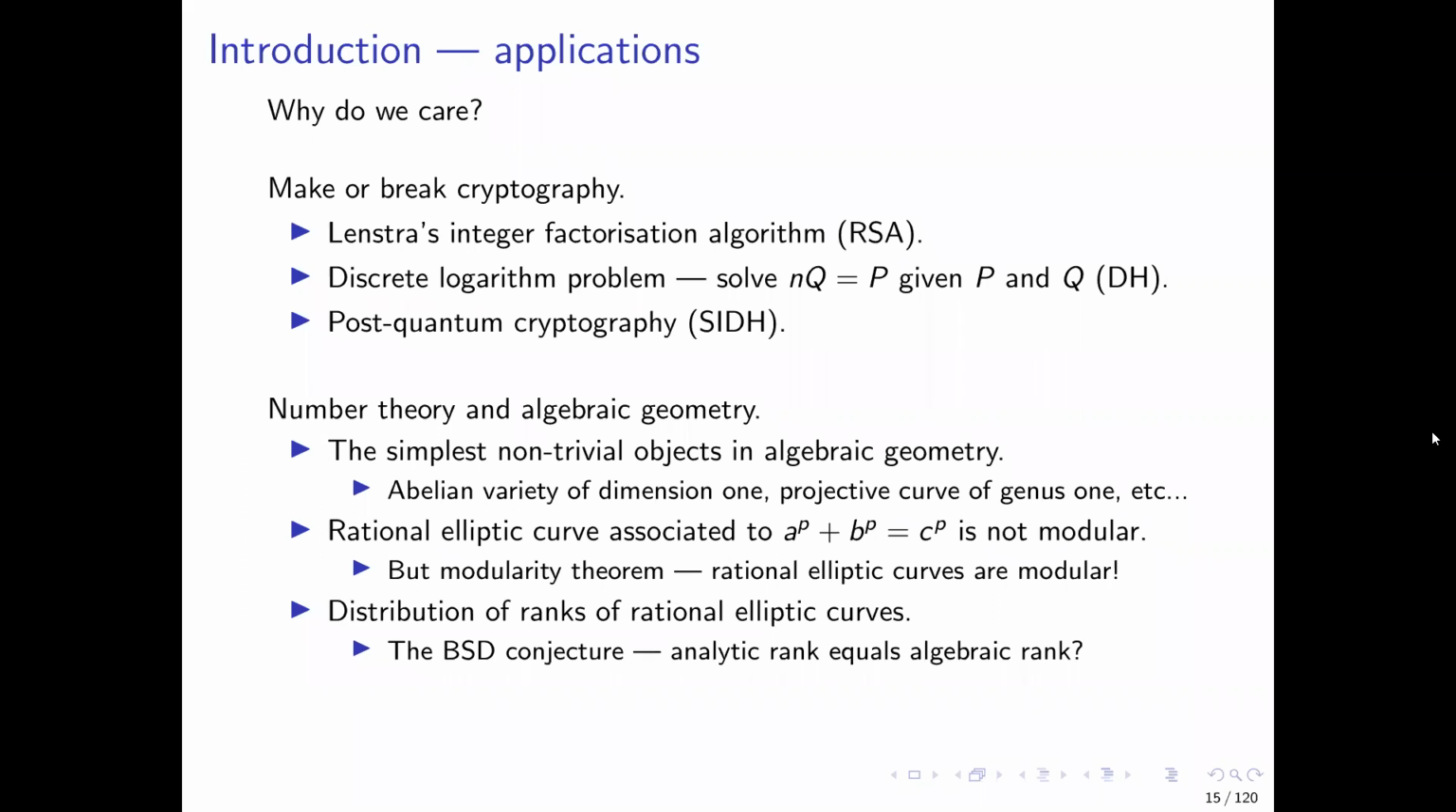You also have all these results and conjectures about ranks of elliptic curves. I haven't said what this rank is, but I'll define it near the end. Is the rank bounded or not? What is the average rank of an elliptic curve, and stuff like that. And you also have this conjecture, which is a Millennium Prize problem, that the analytic rank, whatever that is, equals the algebraic rank of an elliptic curve. So all these things are cool applications that people are working on these days.